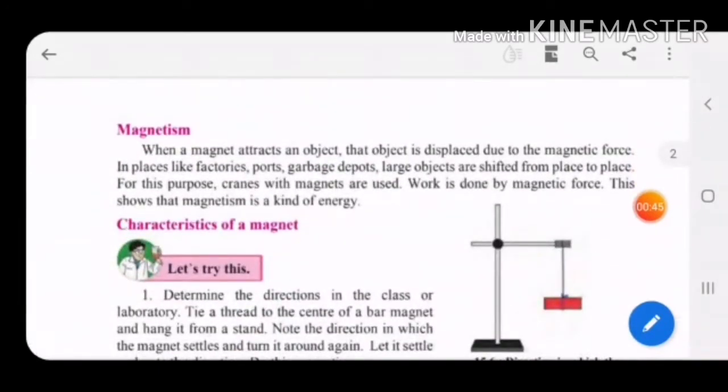Today let us continue our part 2. First, what is magnetism, and what are the different characteristics of a magnet? These two things we are going to study in this part 2.